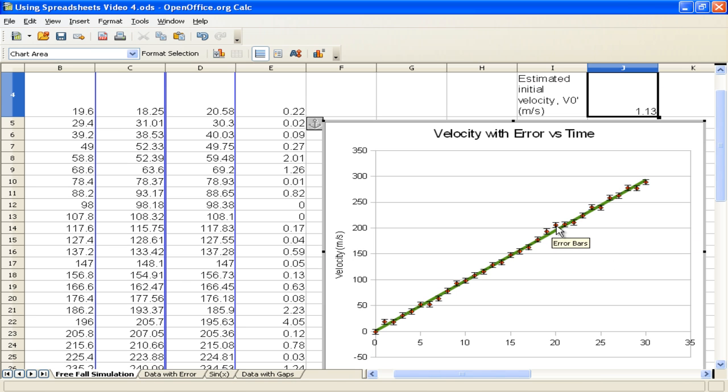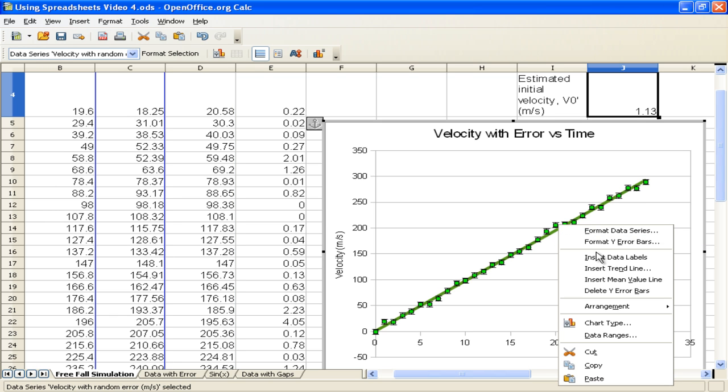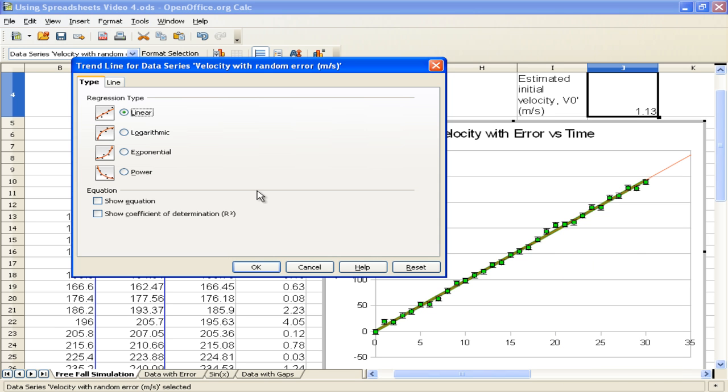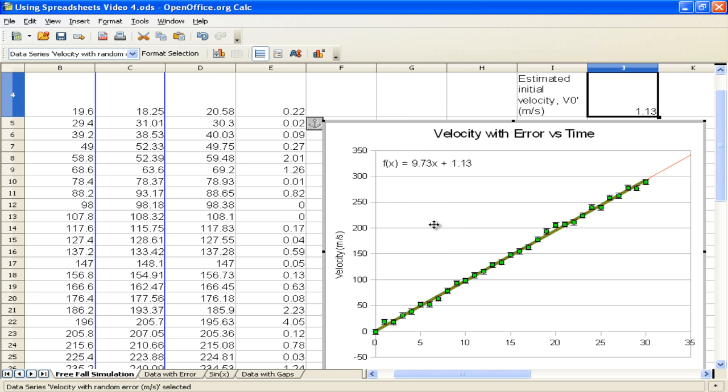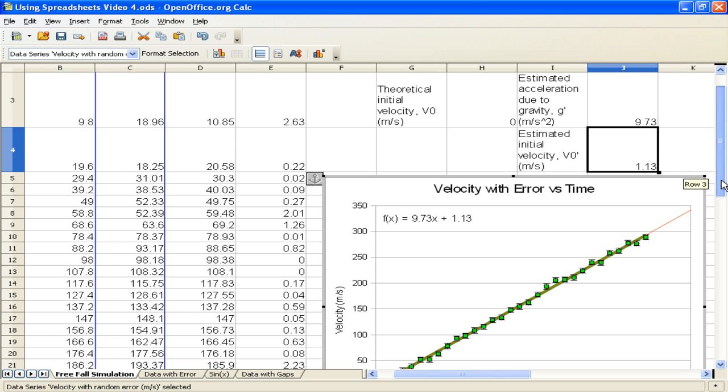I'll double-click on the graph and ever so carefully choose the data series, right-click there and select Insert Trendline. It'll be a linear trendline because it's a straight line. We'll get it to show the equation and click OK. And there we go. It also thinks that the slope is 9.73 and that the y-intercept is 1.13.